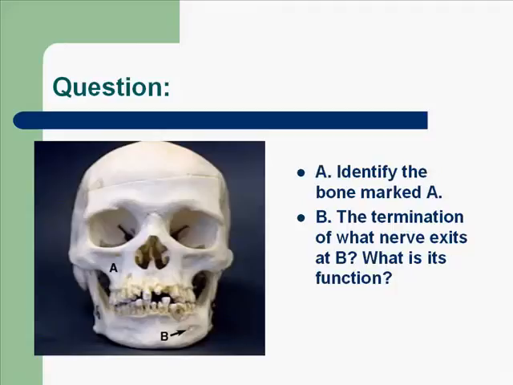The inferior alveolar nerve exits at the mental foramen, becomes the mental nerve, which is sensory to the lower lip and the skin of the chin.